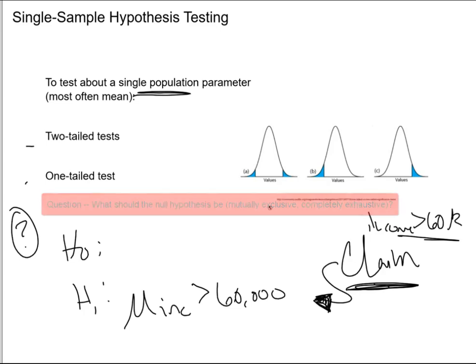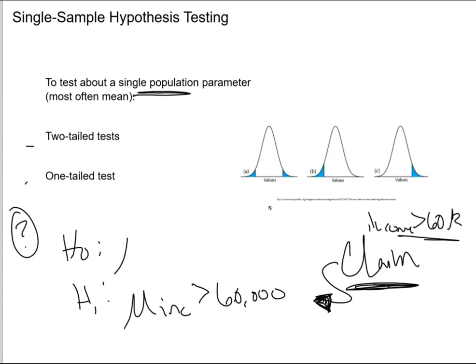Recall that the null hypothesis and the alternative hypothesis are complements to each other, right? The list has to be mutually exclusive and completely exhaustive. So there can't be any overlap, and it has to cover all possible values. So if the claim is that average income is greater than 60,000, what's the opposite of something being greater than 60,000? The opposite is that it is less than or equal to 60,000, right? And so these two together form a mutually exclusive pair, right? You cannot have both, and it covers all possibilities, right?